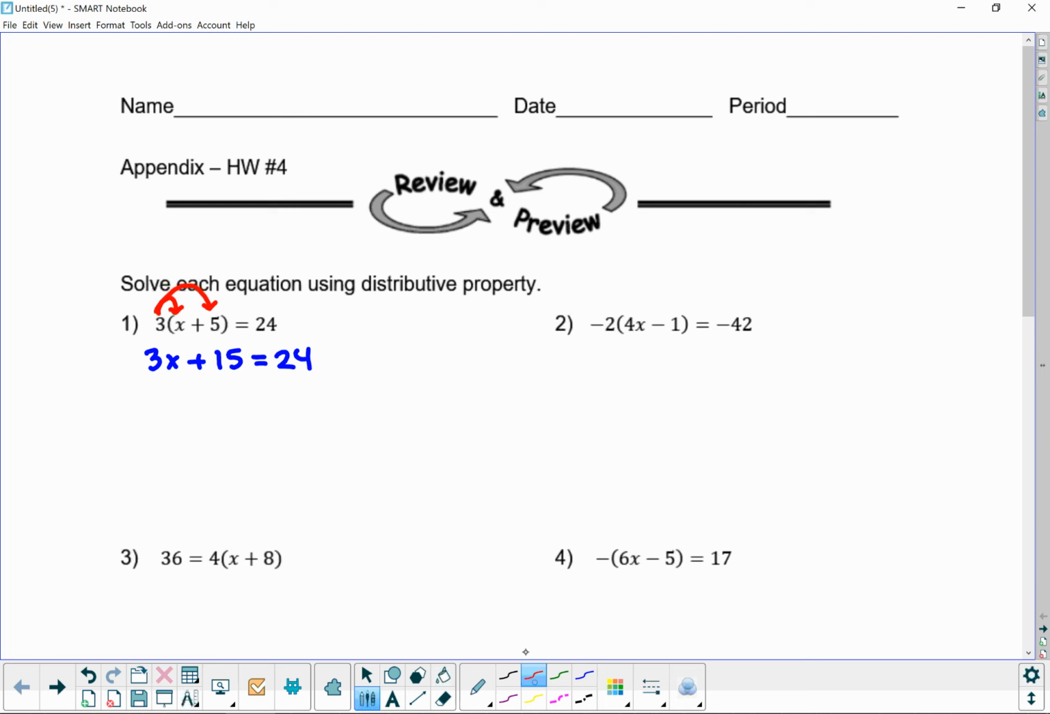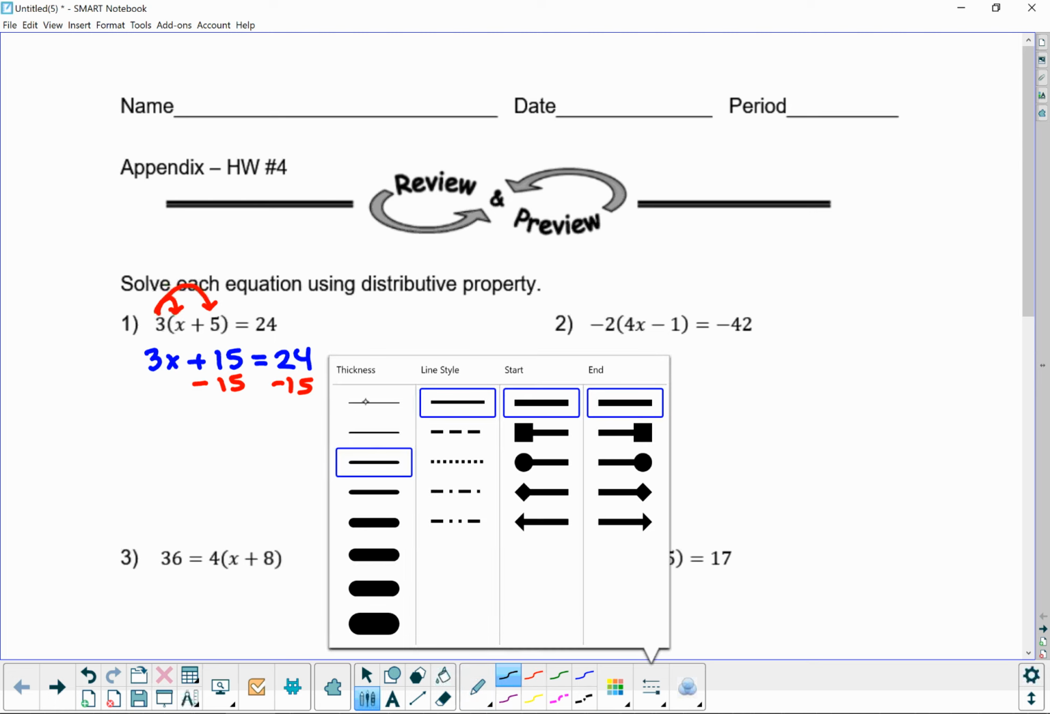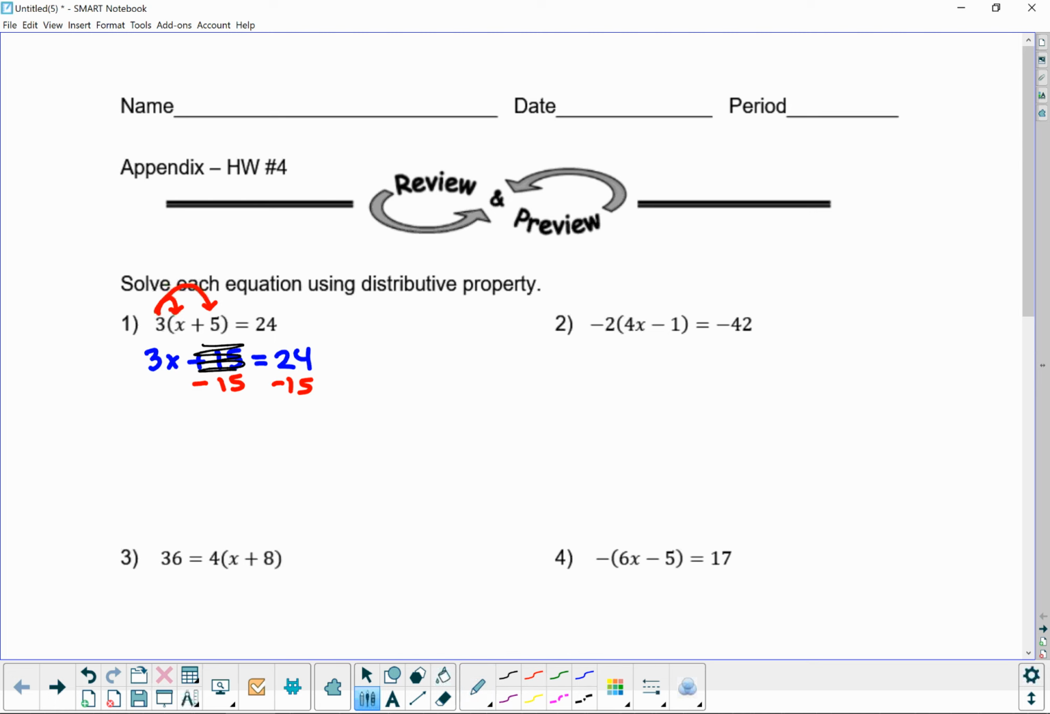And now we're going to combine like terms, so the 15 and the 24. You can't just go 15 plus 24, you have to use inverse operations. So you have to use a negative 15 or minus 15 on both sides. By doing that, we are able to cancel out the 15s, and we're left with 3x equals, and then 24 minus 15, that is 9.